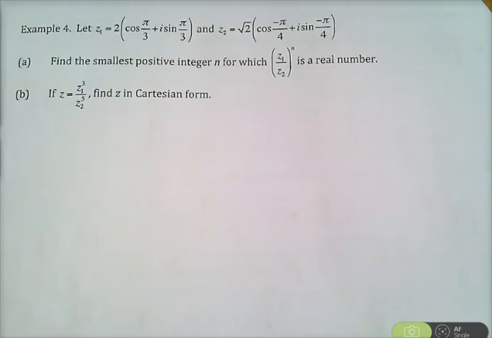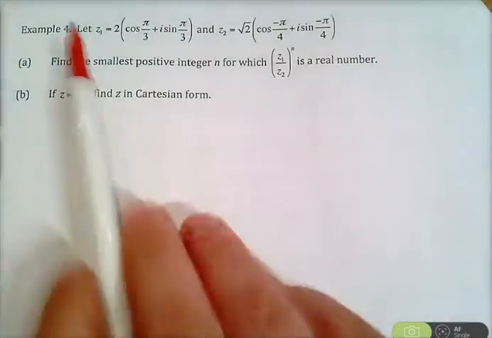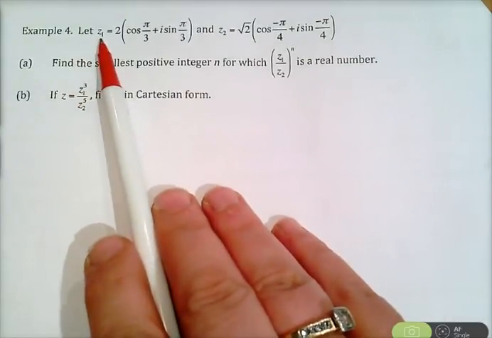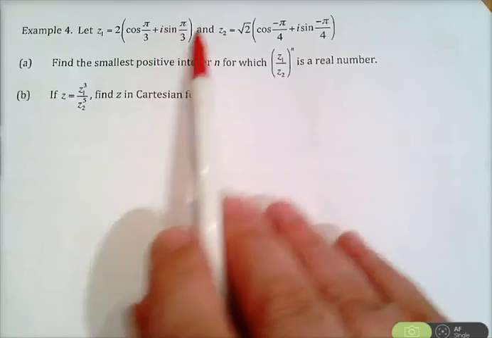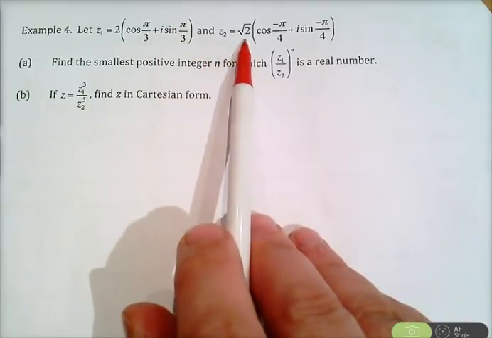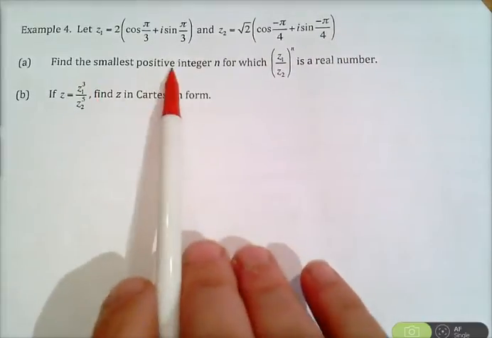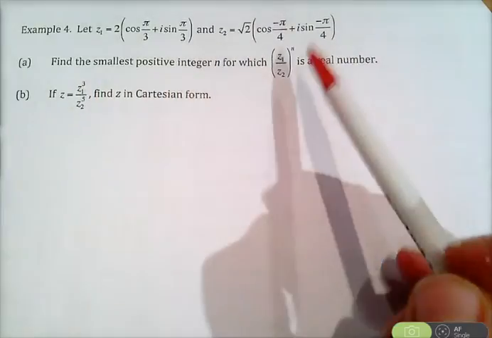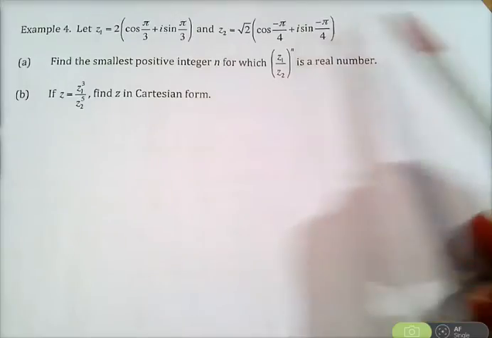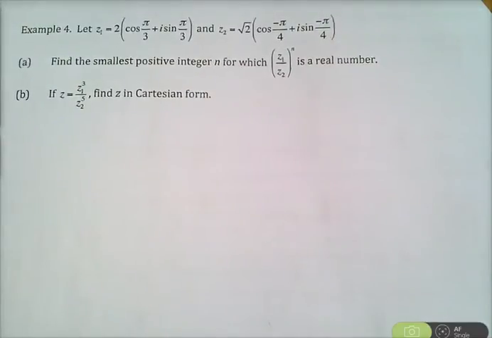Next question, example 4. Let Z1 equal 2 cis pi on 3 and Z2 equal root 2 cis negative pi on 4. Find the smallest positive integer n for which (Z1 over Z2) to the power of n is a real number. Now, before we start, we're going to have to come up with an expression for (Z1 over Z2) to the power of n.